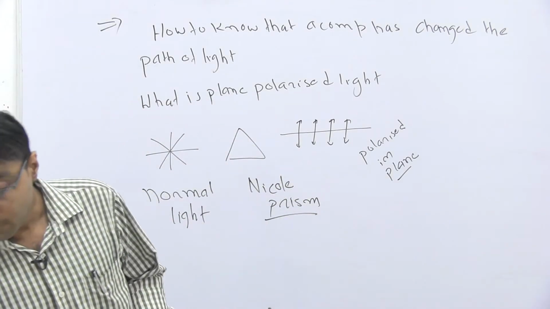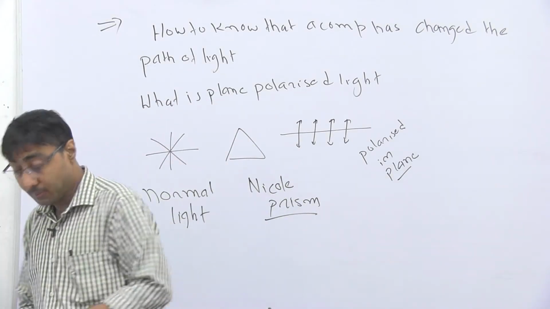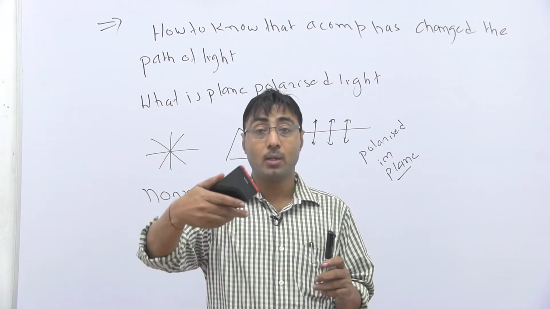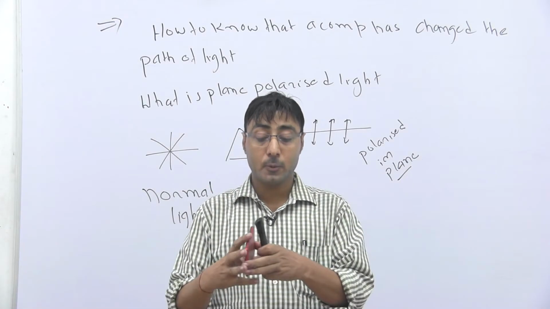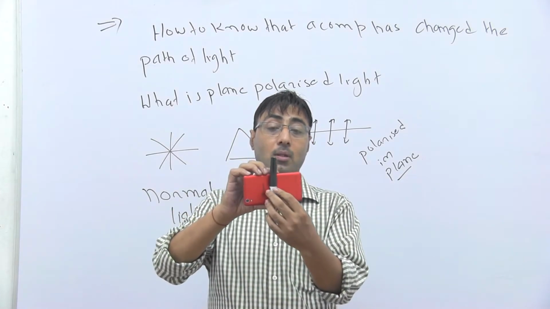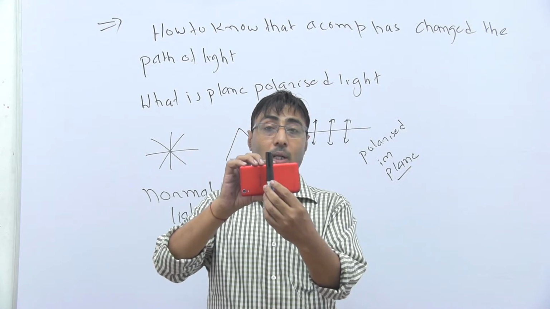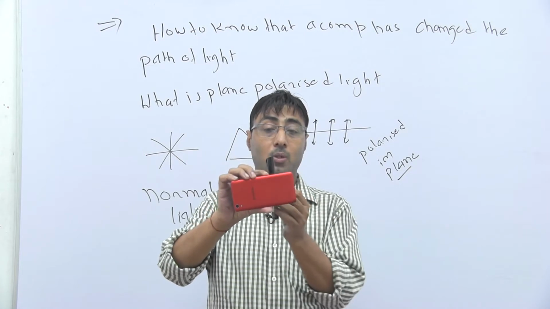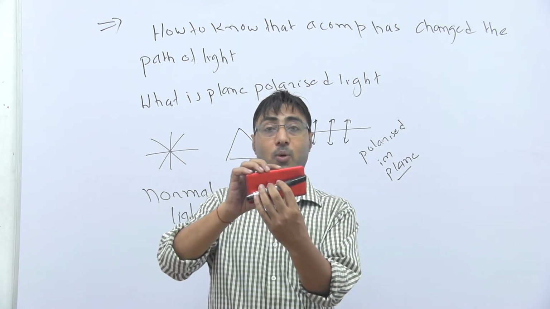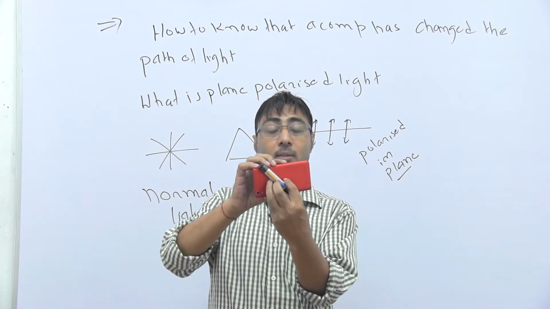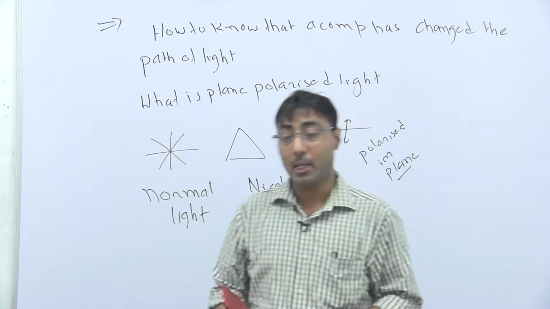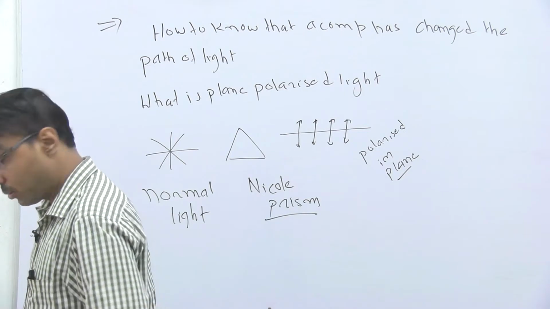Suppose this is light. This is a normal light, and it passes through a Nicol prism. And in this prism, the hole is like this. So all the light which falls on it directly will pass out from this side. But the light which falls like this cannot pass through this Nicol prism. And the same thing is happening with the light when it passes through the Nicol prism.